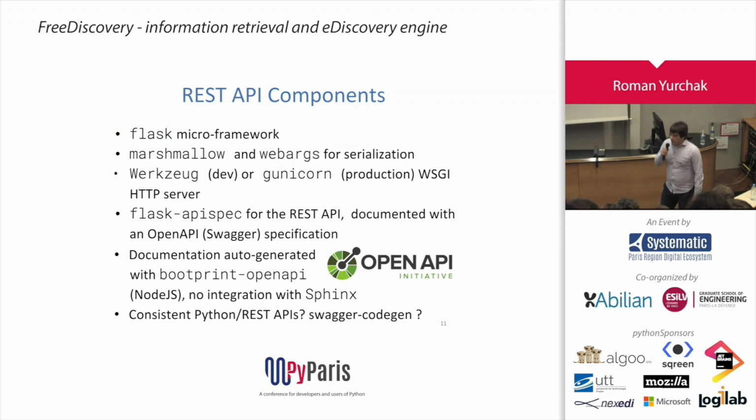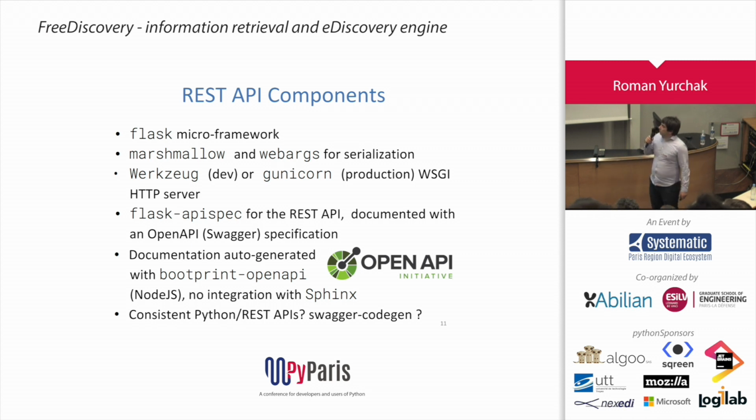So let's talk about the REST API part. We're just using fairly standard components. We use Flask, Marshmallow, and WebArgs for serialization. We use the Flask built-in server for development and Gunicorn for production. And then we have a package called Flask API Spec, which essentially allows you to build a REST API, and at the same time it exposes an OpenAPI specification which fully describes your REST API.